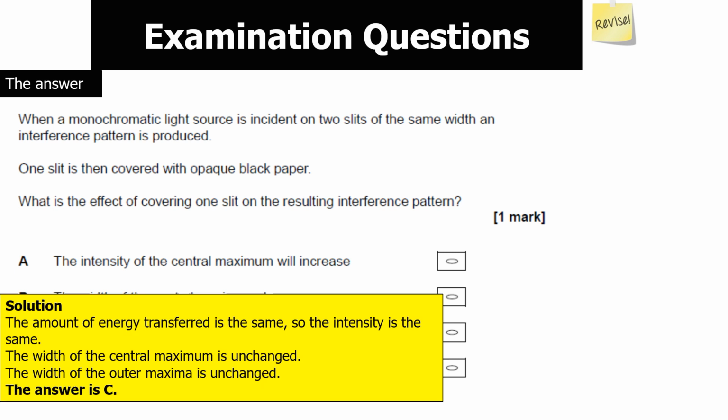Right, so in this question, the amount of energy transferred is the same, so therefore our intensity is going to be the same, and the width of both the central maxima and the outer maxima will be unchanged from the fact that we've covered over one slit with opaque paper, because it doesn't affect the width of the maxima, so therefore our only answer could be C.